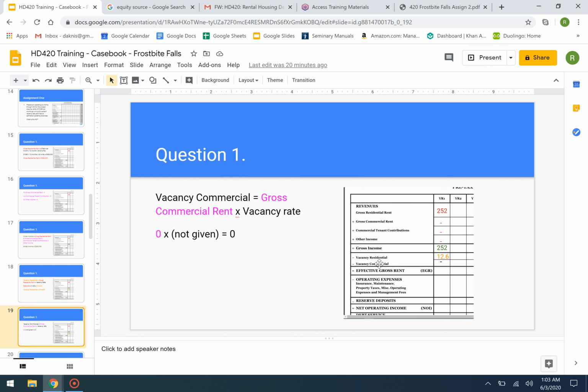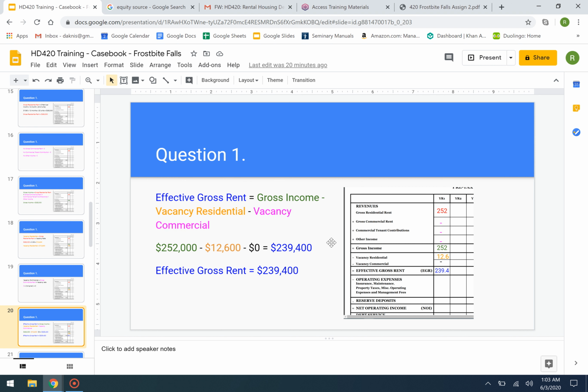Same thing for commercial right here. This number would apply up to this gross commercial rent if we had a vacancy rate, but here we don't have anything in the facts for a commercial rent, and so we don't have a vacancy rate, so we have another dash or 0.